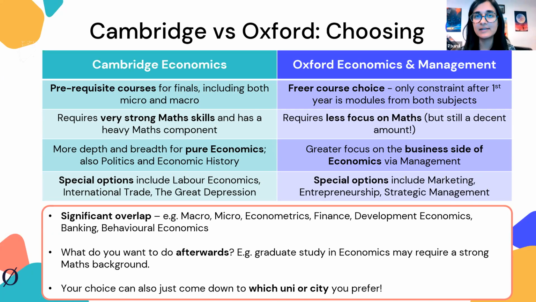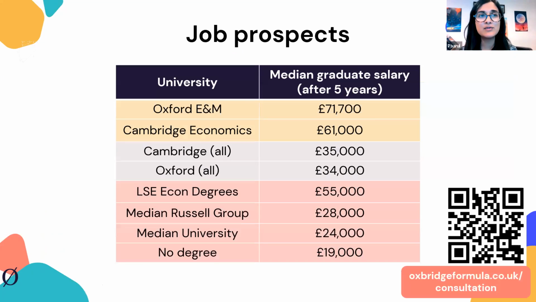Yeah, okay, fantastic. In terms of job prospects then, you can see if you study economics at a top university, your median graduate salary after 5 years is pretty high. To give you an example, after 5 years, you're earning around 71,000 for Oxford E&M, 61,000 for Cambridge Economics, and comparing that even to LSE, it is at 55,000.